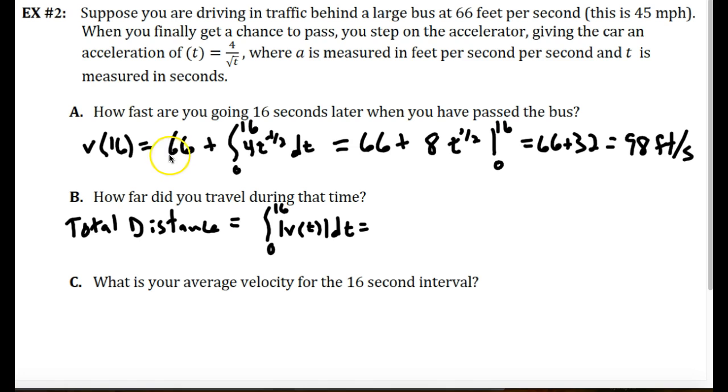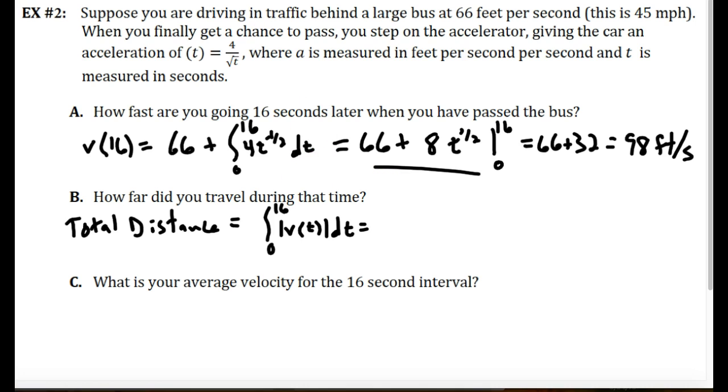So final velocity equals initial velocity plus change in velocity. So this is my acceleration function. To get change in velocity, I want to integrate acceleration. So if I take that antiderivative, I would get 8t to the positive 1/2. Evaluating that from 0 to 16, we found in class that that was 32. So 66 plus 32 gets me that my final velocity at 16 seconds is 98 feet per second.